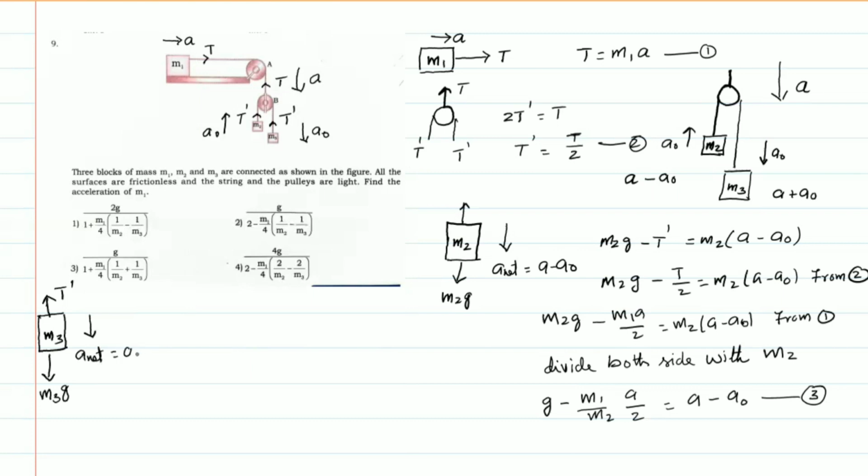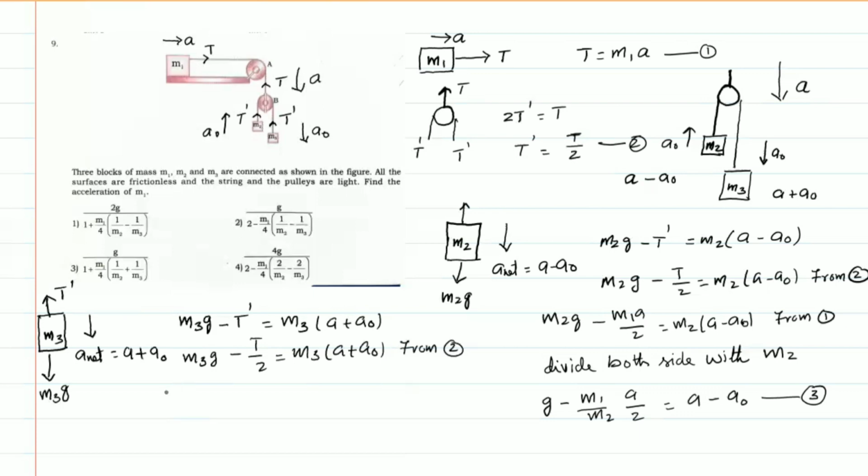A net is equal to a plus a naught. Yes or no? So that is the a net for the m3 block. Now this block is moving downwards, so the equation becomes m3g minus T dash is equal to m3 into (a plus a naught). Now m3g minus T dash is nothing but T by 2 from equation 2. So that is equal to m3 into (a plus a naught).